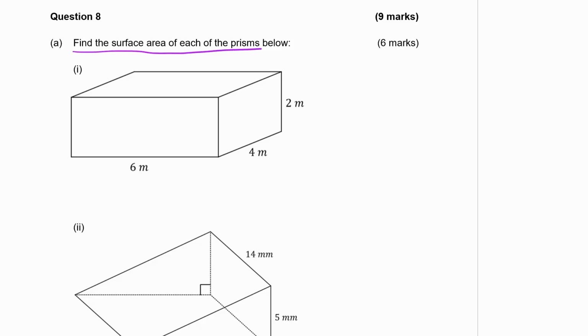We want to find the surface area of each of the prisms below. Now we can see we've got a surface there which is 6 by 4, and there'd be one of those top and bottom, so we'll times that by 2.